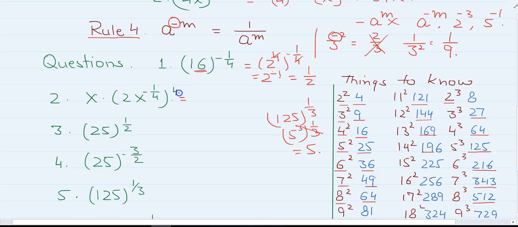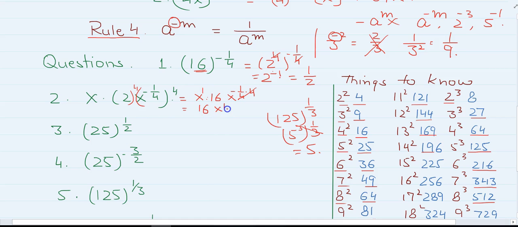Another question, that is x. Then we have 2x to the power minus 1 over 4 to the power 4. So we can divide this number. 2 is to the power 4 and x minus 1 is to the power 4. 2 to the power 4 is 16. X to the power minus 1 over 4 multiply 4. So 4 and 4 can be cancelled. So this is 16 x to the power 1.